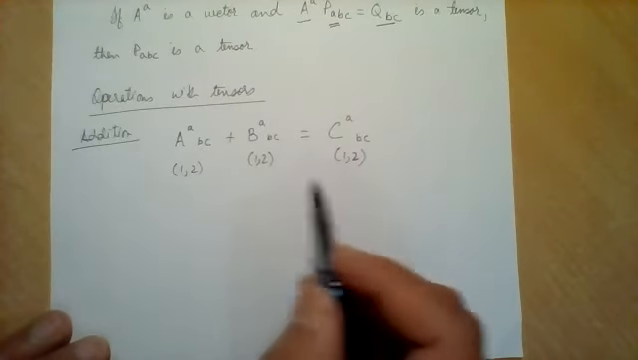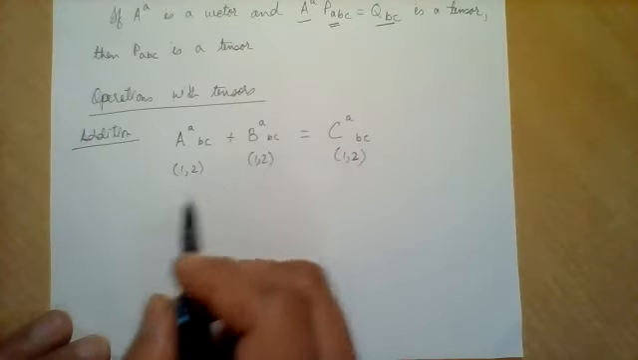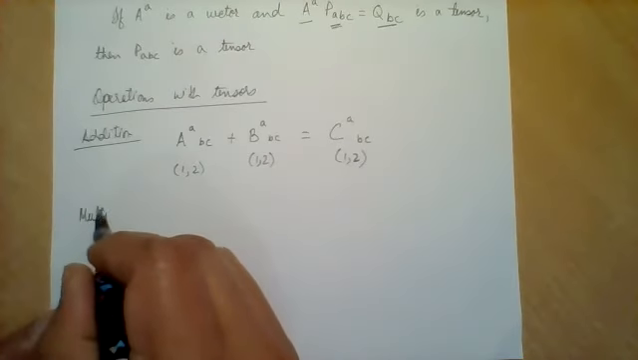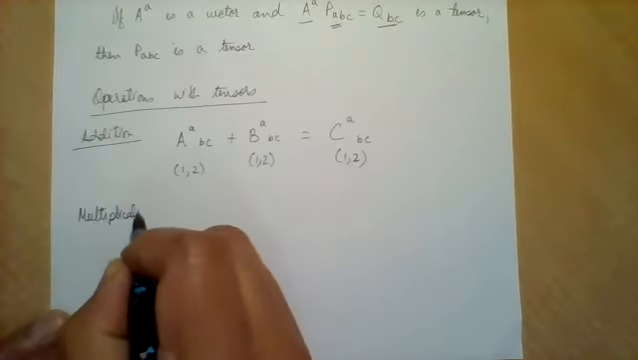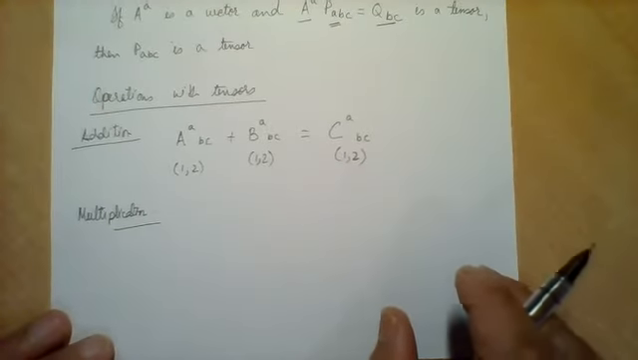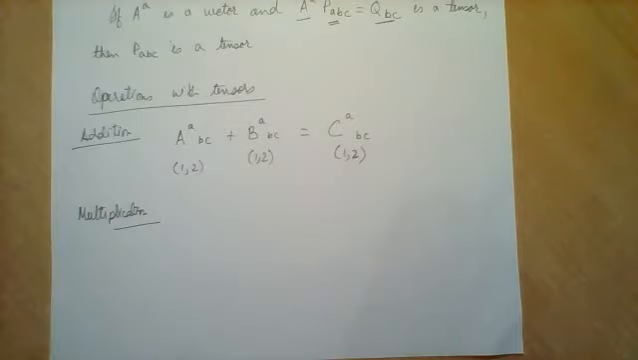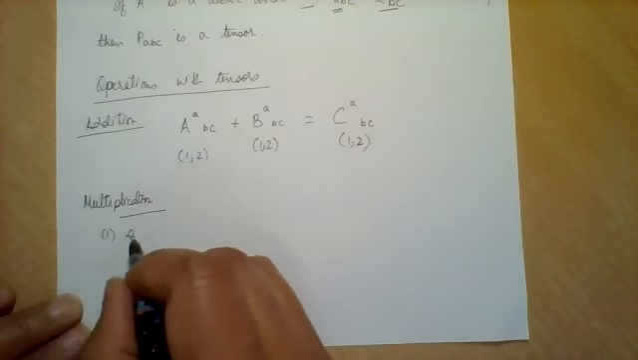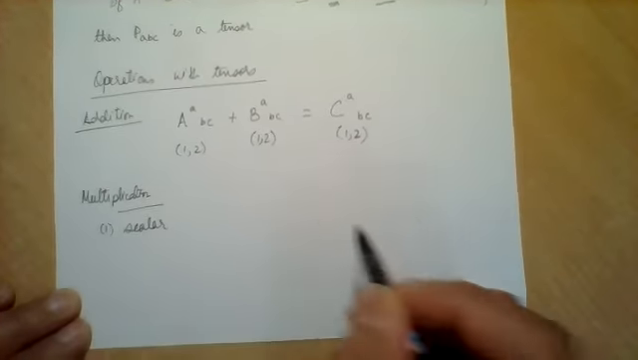Next is multiplication. Multiplication can be multiplication by a scalar or multiplication by another tensor. So first let us consider multiplication by a scalar.